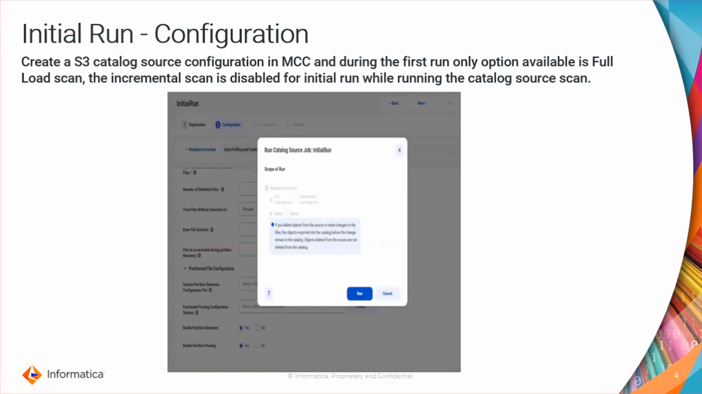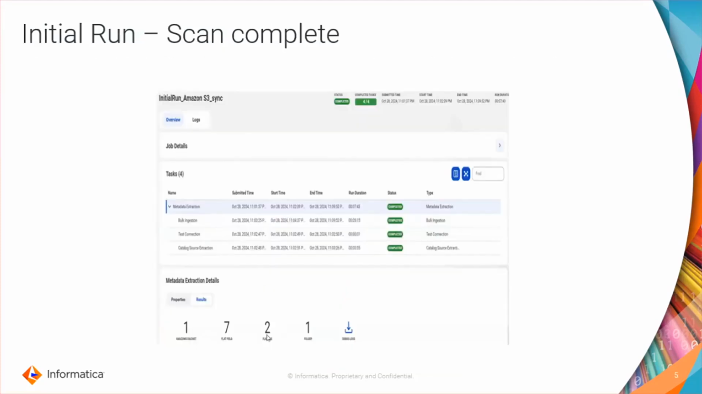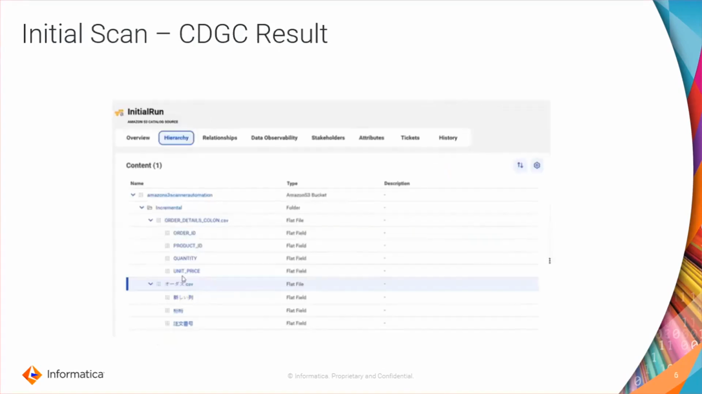Here we'll see an example where an initial run with full metadata load is executed. Now we see the scan is completed for an Amazon S3 and two flat files are extracted as part of the initial run of Amazon S3 scan. We can see the result of the initial scan in the CDGC UI as well. We are seeing that order_details_colon.csv and Chinese.csv flat files are extracted as part of the initial run of Amazon S3 scan.